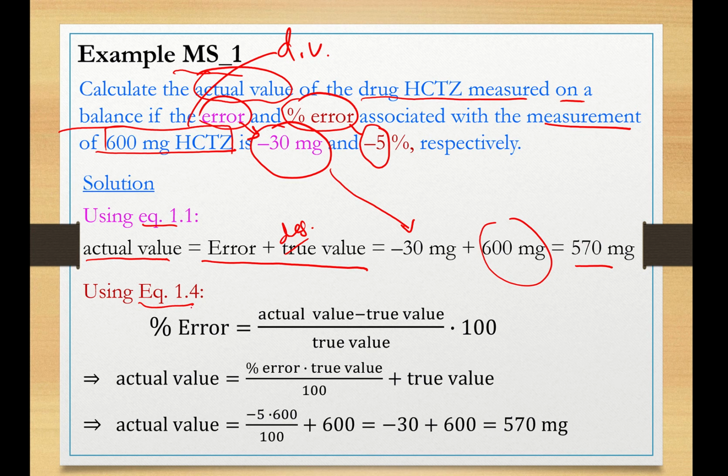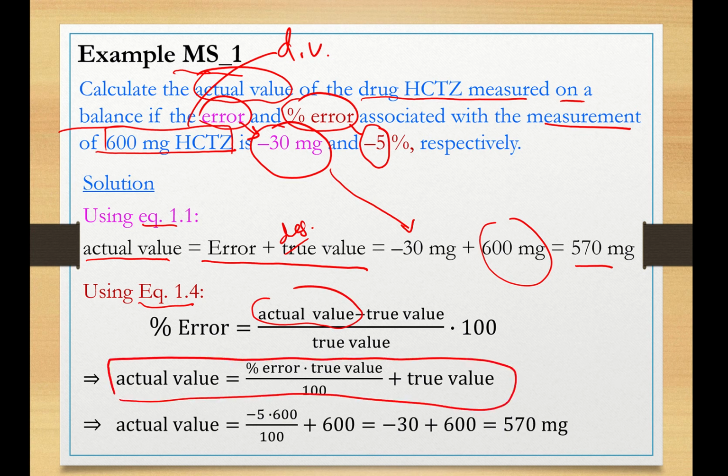If you use equation 1.4, you need to reorganize the equation with respect to the actual value. So when you reorganize it, you get this equation here. And now the percent error is negative 5, remember the sign. The desired value is 600, and when you apply the numbers there, you get the same answer, of course. So notice, error is the absolute error, has units. Percent error is a ratio, is the relative error, and it's just a number. And of course, it can always be plus or minus.